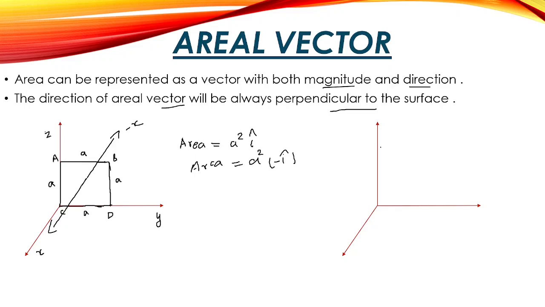So let's consider a rectangle. Now let's represent this as our x, this as our y, and this as our z. This is the length, L, and this is my breadth. L is our length and B is our breadth.